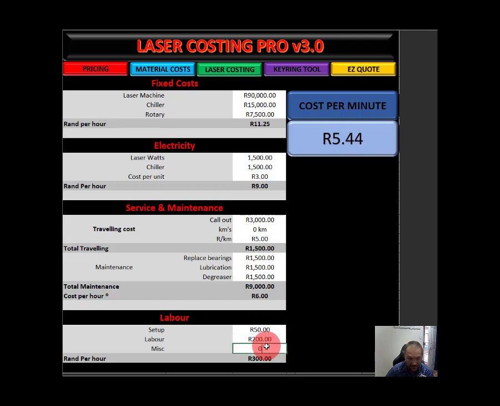As for a setup fee, I don't like charging a setup fee separate on my quotes. It scares customers away. I personally work the setup fee into my cost per minute, and then I don't charge it separately on the quote.